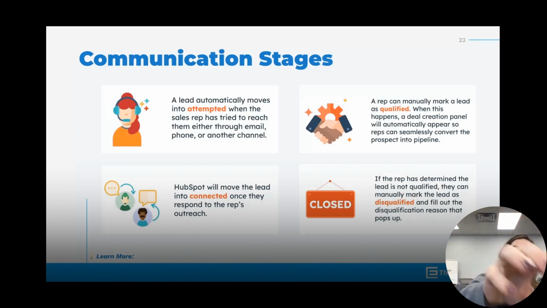So we go from attempted, then we go to connected, which means I was able to connect with them on the phone, I connected via email, or we had a meeting. And then after that phone call, meeting, or email, we realized that they're a good fit. So then they move to qualified. And right when I hit qualified on that lead, it's going to pop up a panel for you to create a deal. And also, if we've gotten through the process and we've connected with someone and they're not a good fit, maybe they don't have the budget, then that person moves into disqualified.